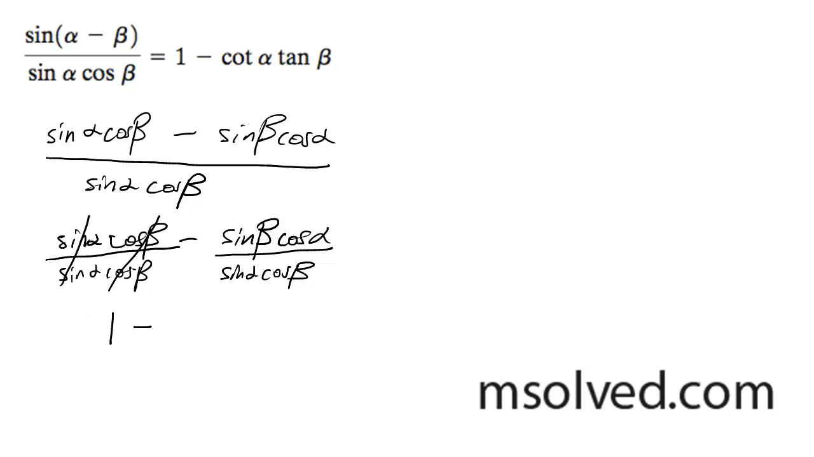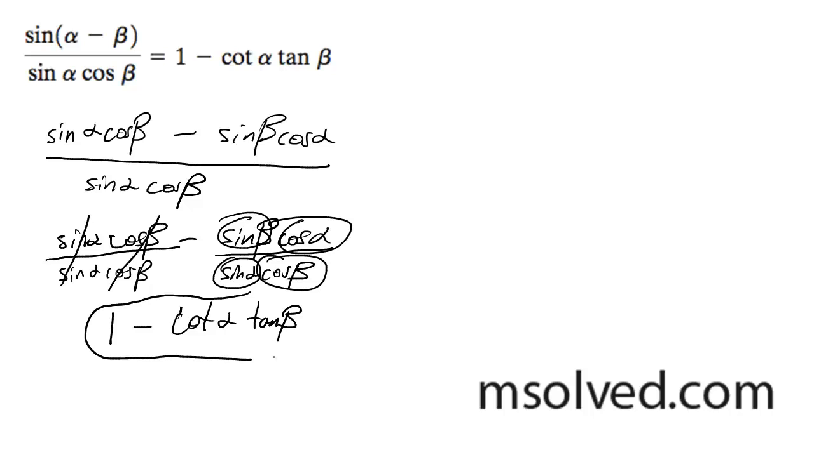Nothing over here cancels out, but our sine beta and cosine beta match up, and then our sine alpha and cosine alpha match up. So you end up with, I'll put these in order, cosine alpha, so you get cotangent alpha, and then you get tangent beta. And that's what we were looking for from the top there. That's it.